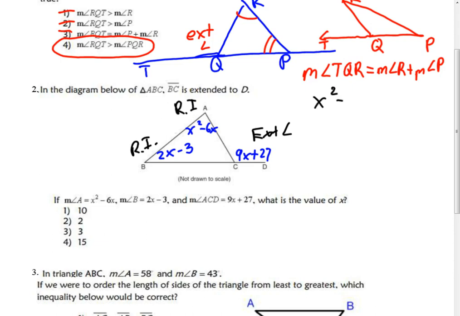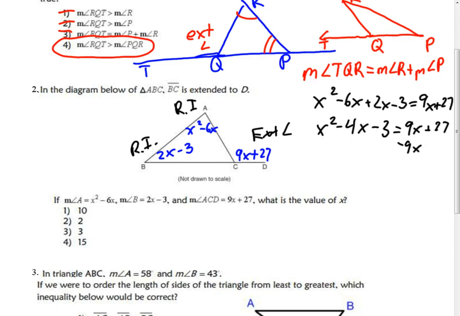So we've got x squared minus 6x plus 2x minus 3 equals 9x plus 27. So we have a quadratic equation here. It'd be x squared minus 4x minus 3 equals 9x plus 27. So we would subtract 9x and subtract 27, and you get x squared minus 13x minus 30 equals 0.